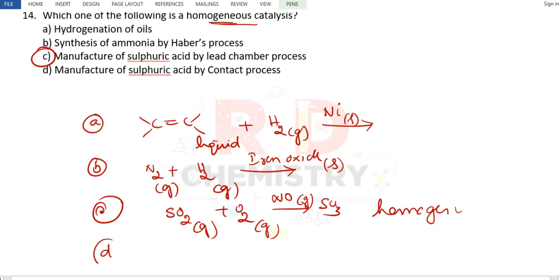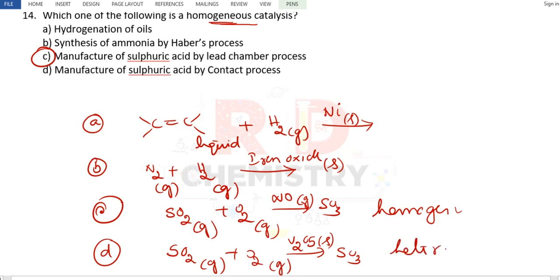What is D? We'll see. Sulfuric acid by the contact process. One of the important steps is again a similar one. Sulfur dioxide reacts with oxygen to give sulfur trioxide. Here we use vanadium pentoxide, which is a solid. Sulfur dioxide is a gas, oxygen is a gas, so this is a heterogeneous process. So the first two are heterogeneous, and the last one is heterogeneous, and C is the homogeneous. Therefore, the answer is C.